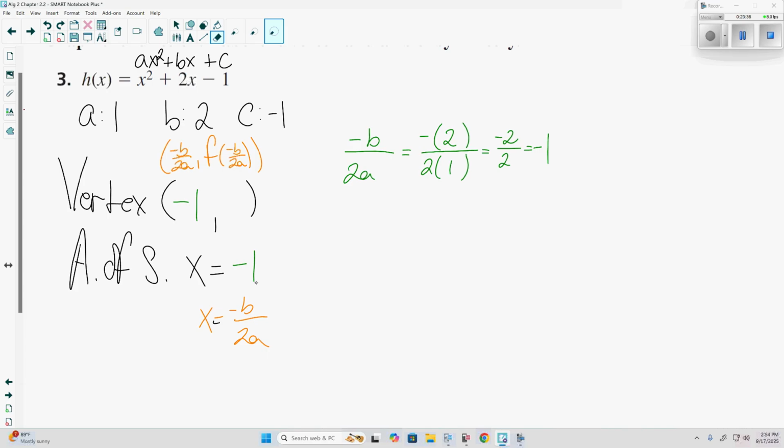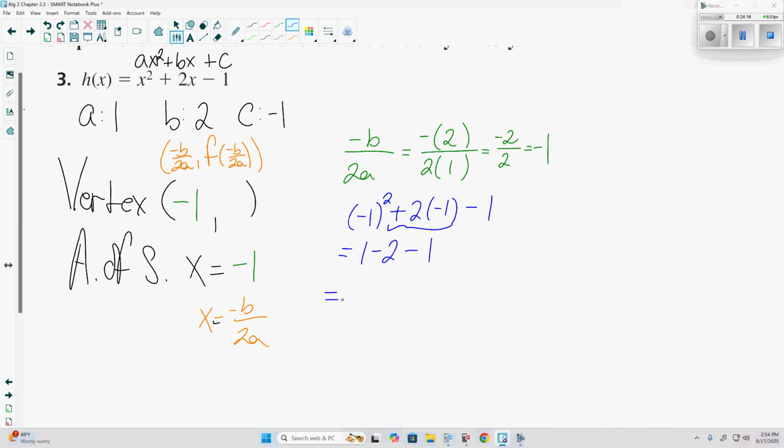And we can fill it into the 2 spots for our negative b over 2a. So the x value of the vertex is negative 1. And the axis of symmetry is told to us to be x equals negative 1. Now at this point here, we can take that value of x and plug it in to our equation. So we get negative 1 squared plus 2 times negative 1 minus 1. Well, negative 1 squared, negative 1 times a negative 1 is positive 1. 2 times negative 1 is negative 2 minus 1.